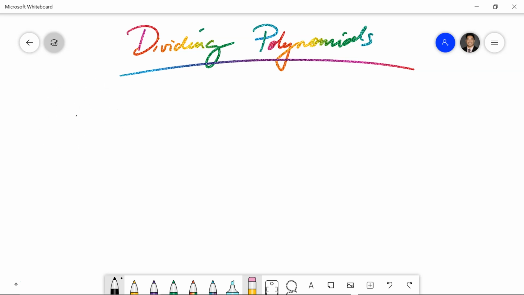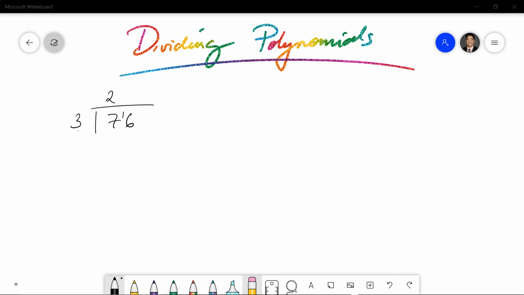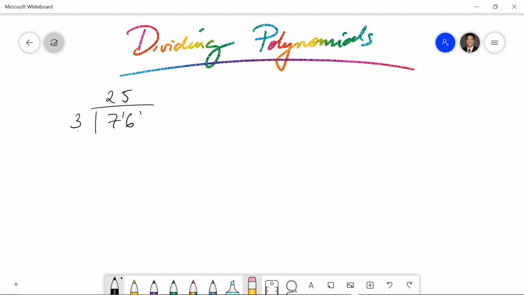Now, if we had something like 3 goes into, let's say, 76, we would have 3 goes into 7 twice with 1 remainder. And then you would say 3 goes into 16 5 times with 1 remainder. And then we'll move into decimals, etc. But obviously, we're not going to be working with decimals. In this case, you would say 25 with remainder 1. Now, I want to take it back a little bit further because that's all shorthand.